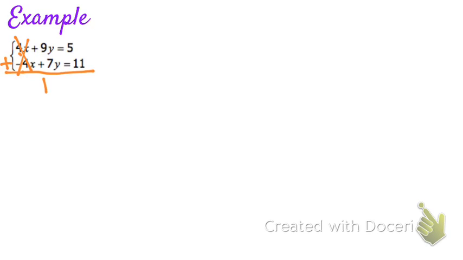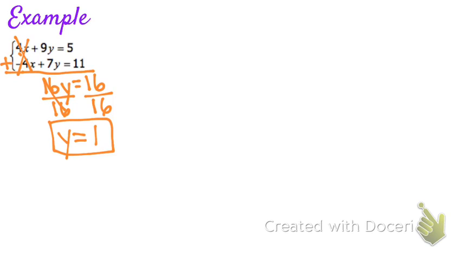9 plus 7 is 16, so I have 16 y's. 5 plus 11 is 16. And now, in order to solve for y, I just need to divide by 16 to undo that multiplying. So this, very quickly, helped us see that y is 1. I think this elimination method is a lot faster and easier than the substitution, if you're lucky enough to have the coefficients the same like this, especially.